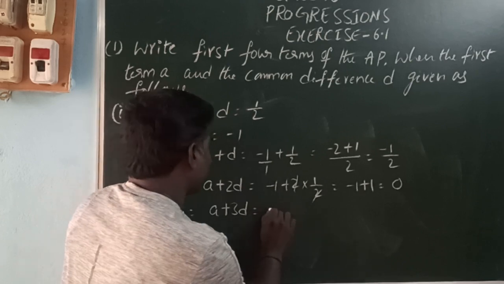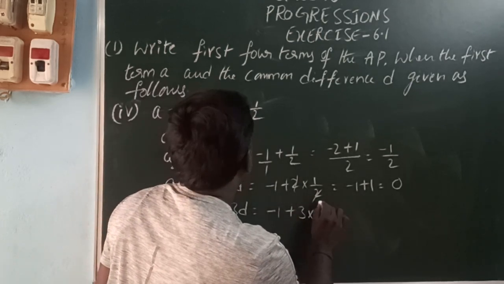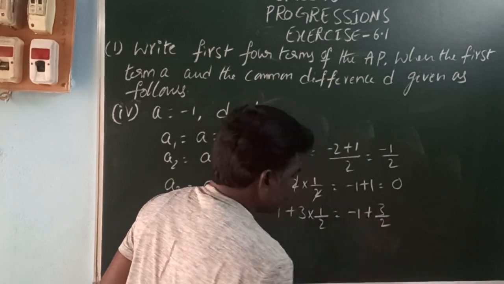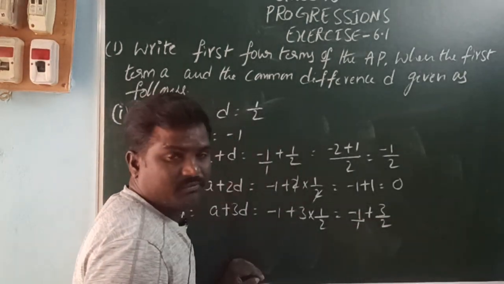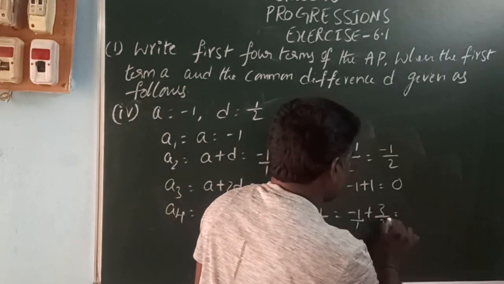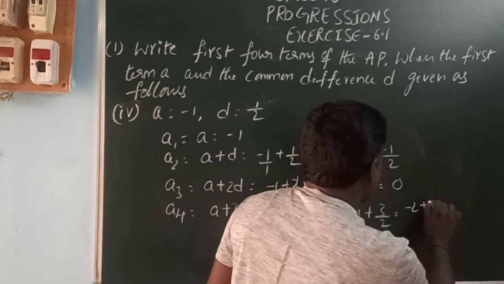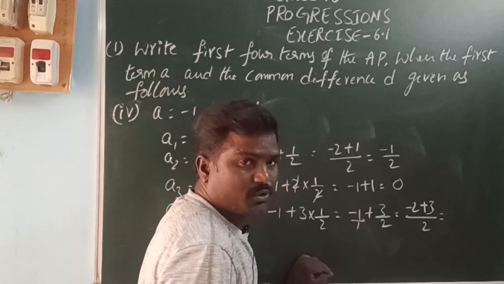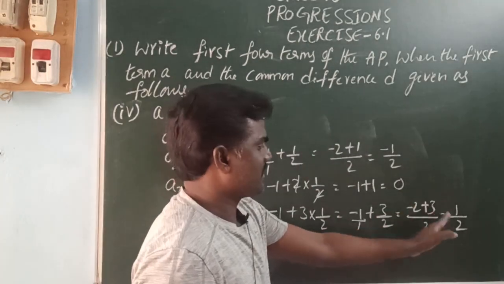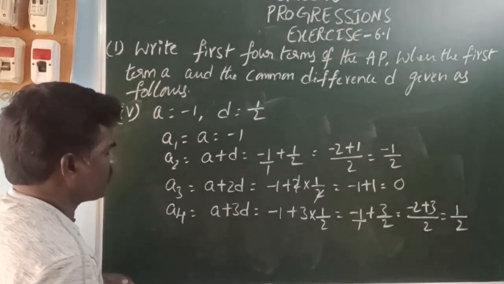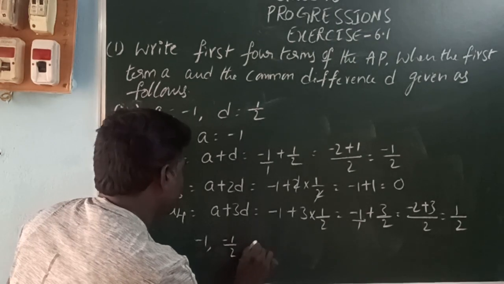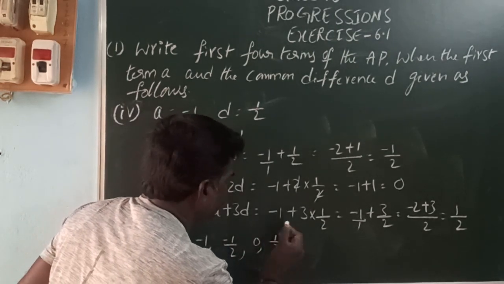So next a4 is a plus 3d. So the a value is how much? Minus 1 plus 3 into d, and the d value is how much? 1 by 2. That is minus 1 plus 3 by 2. So minus 1 we can write as minus 1 by 1. Now these two are fractions, so we can do cross multiplication. That is minus 1 into 2 is minus 2, plus 1 into 3, 3 by 2. Minus 2 plus 3 is how much? 1 by 2. So now the first four terms are what? Minus 1, next minus 1 by 2, next 0, next 1 by 2.